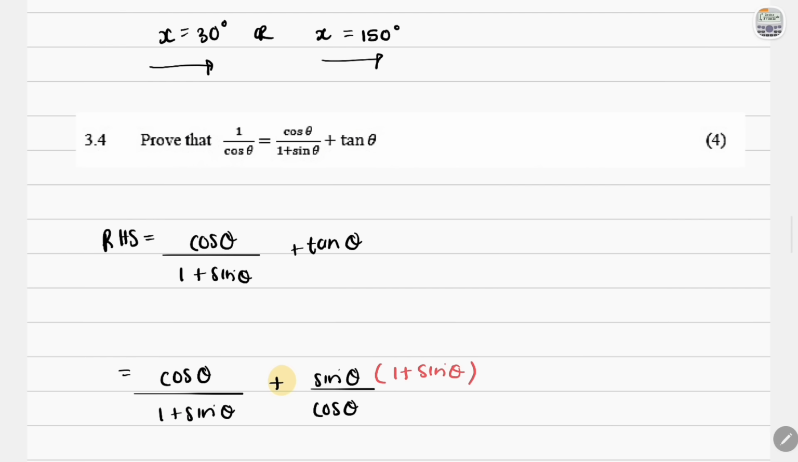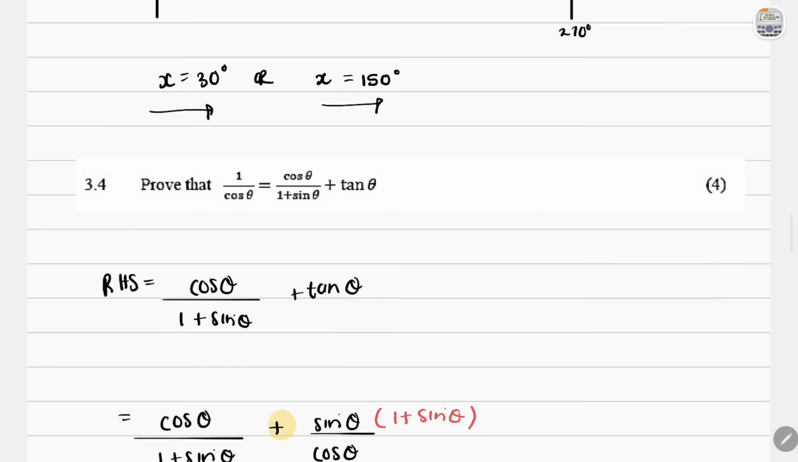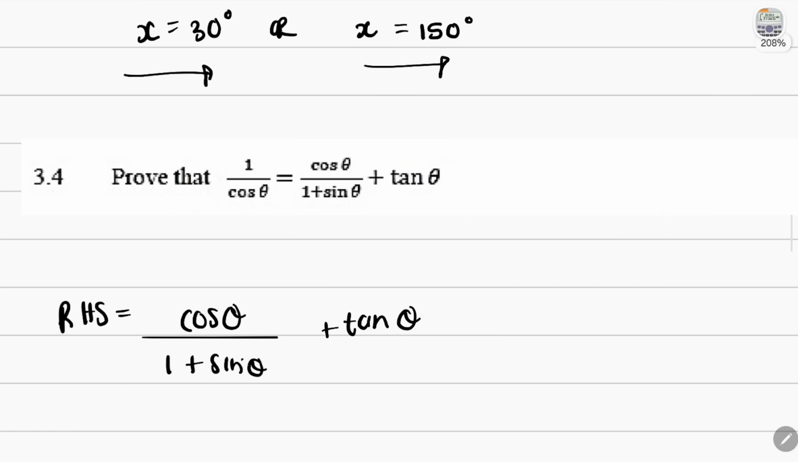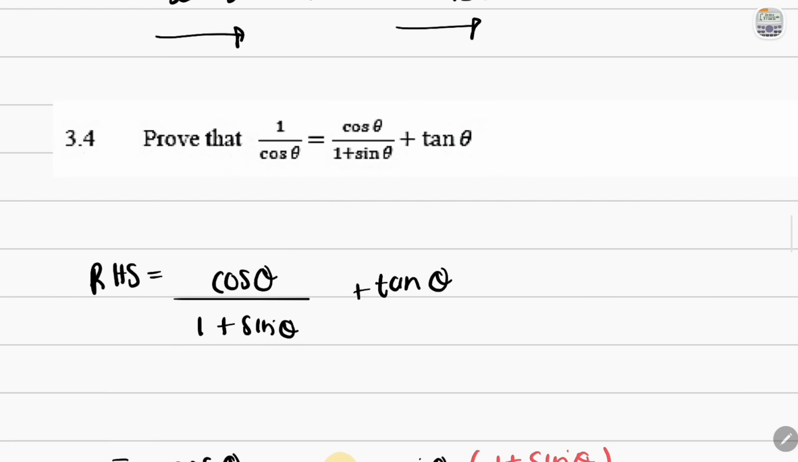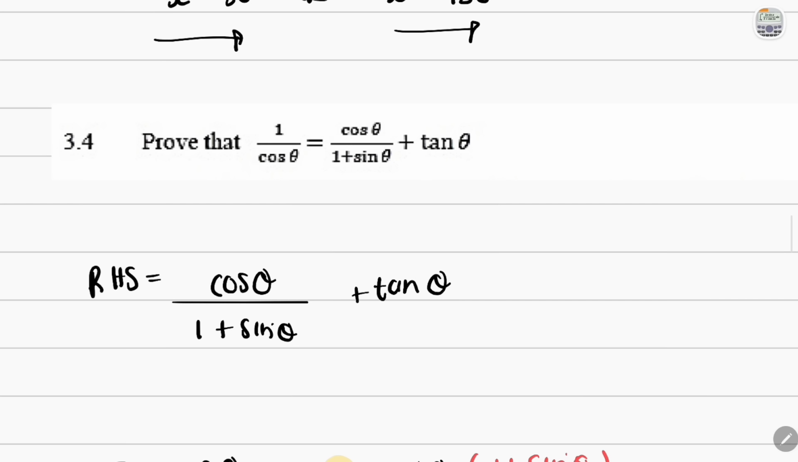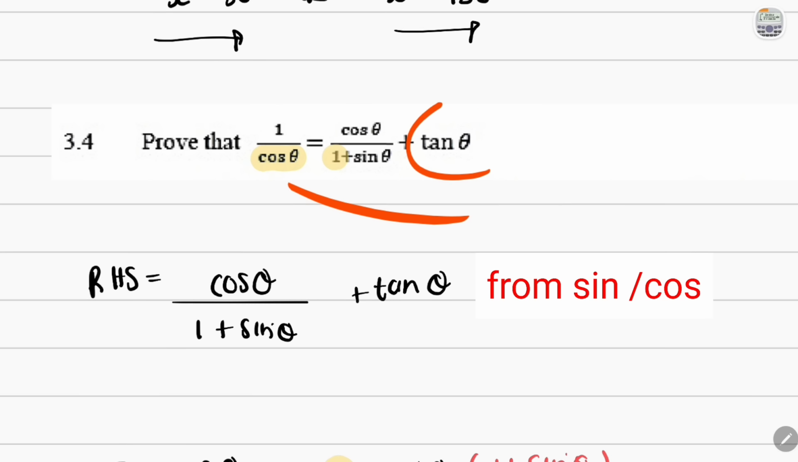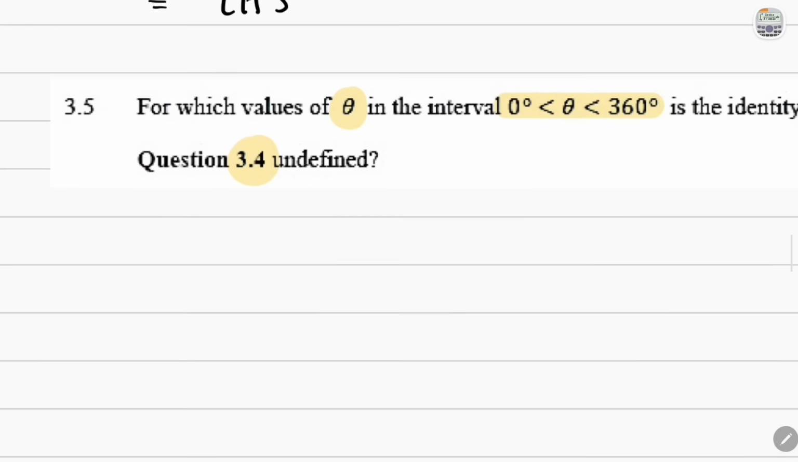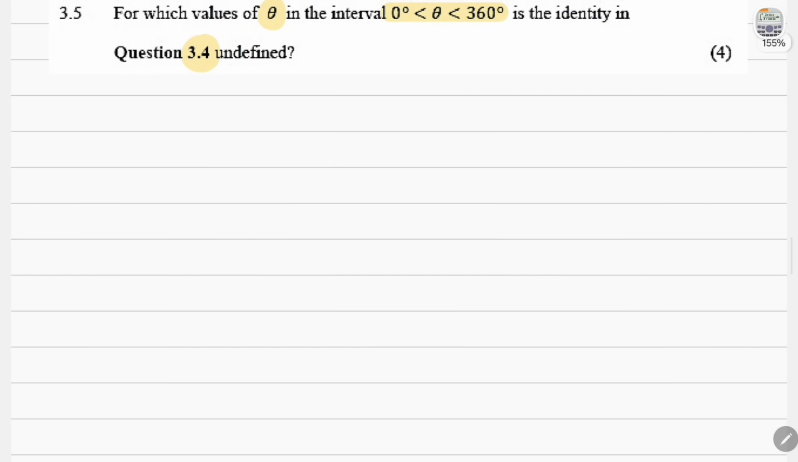So for which values of theta is this identity going to be undefined? A number or value is always undefined if the denominator is equal to 0. So do you see that in this identity, the denominators that we see are cos theta and 1 plus sine theta. If those are equal to 0, then our identity is undefined.